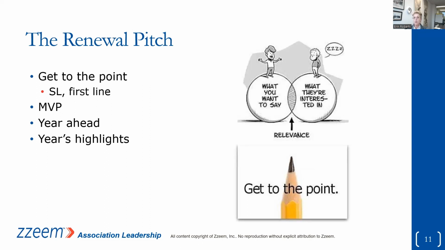So you've got to remember to remind people, by the way, we did some great stuff together this year, and make sure it's about what we did together, not about what association staff did, but stuff that we did together.